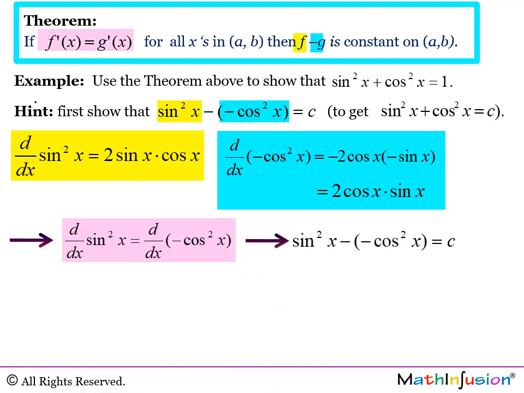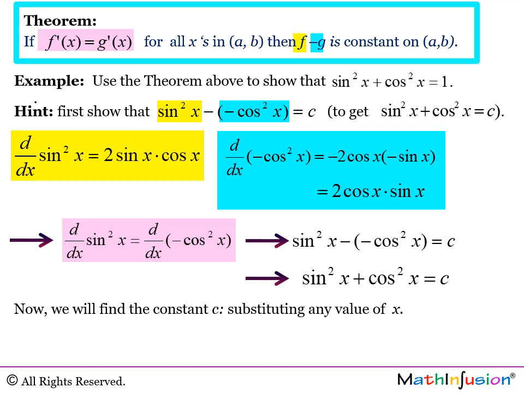So we know that the difference between f and g is a constant. We call it c. Now we have to show that c is 1. When you see that the difference of two functions is a constant c, it means that for any value of x that I substitute, I will get that the difference is c. So what I'm going to do now is substitute 0.